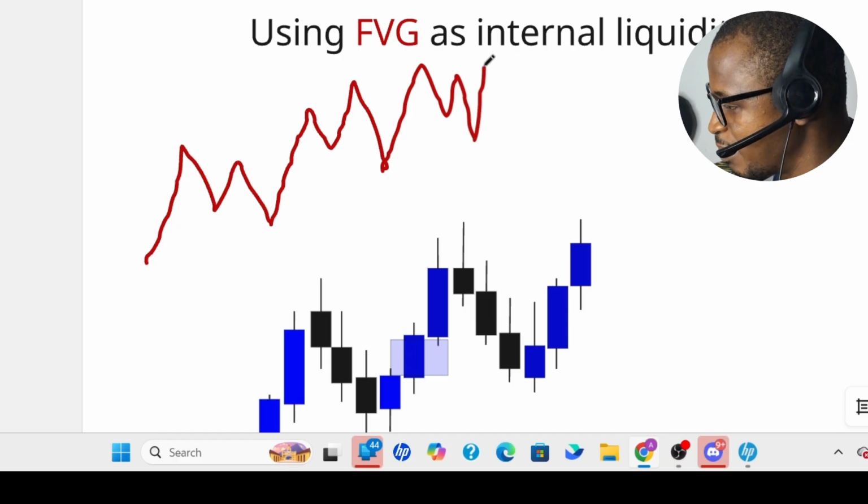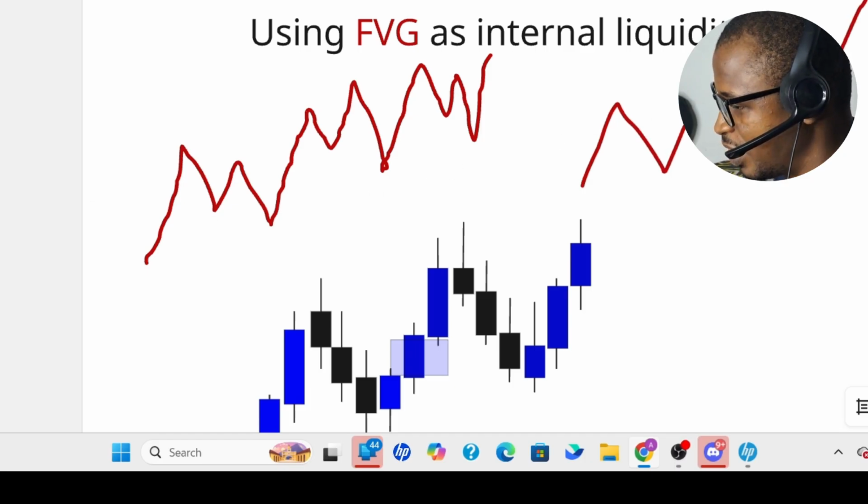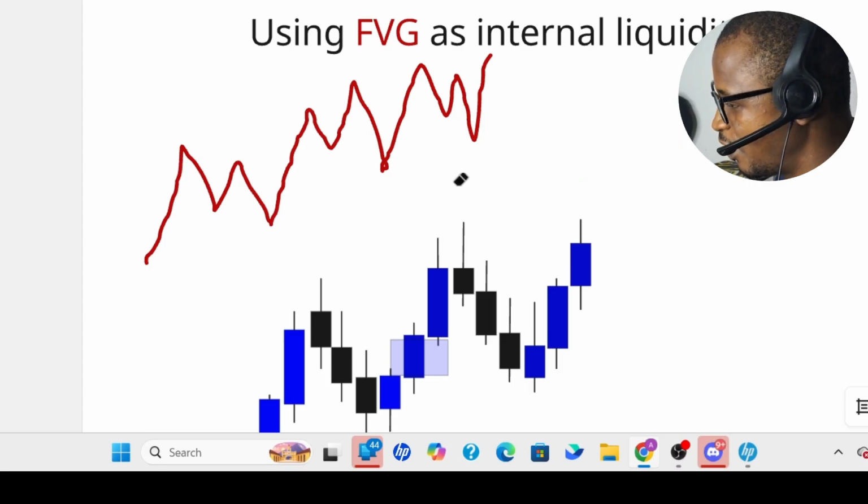This is typically how the market moves. It is not just a simple higher high, higher low, simple like this. No, it's not that simple. If it was that simple, everybody would be making money off the market. So this is how this thing works.